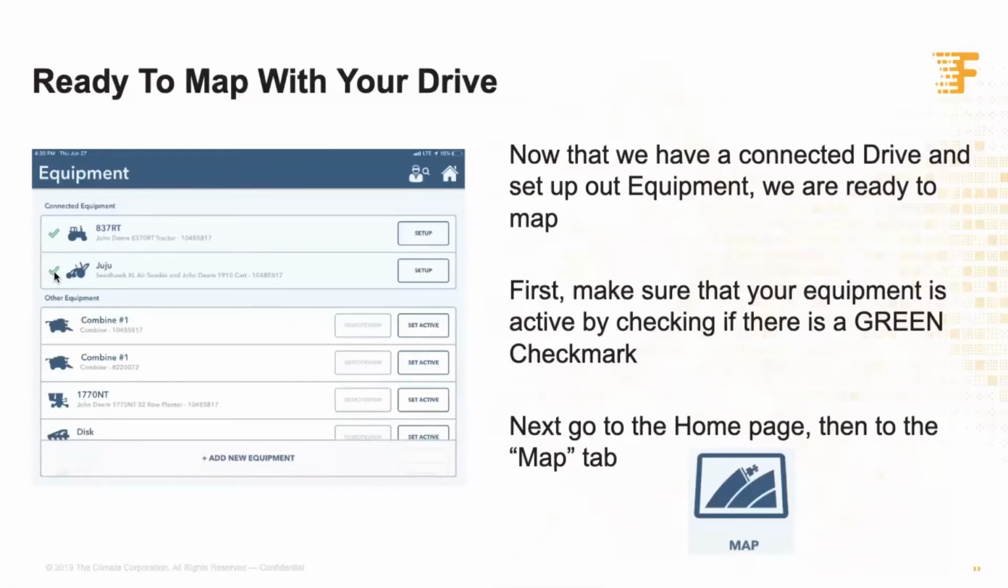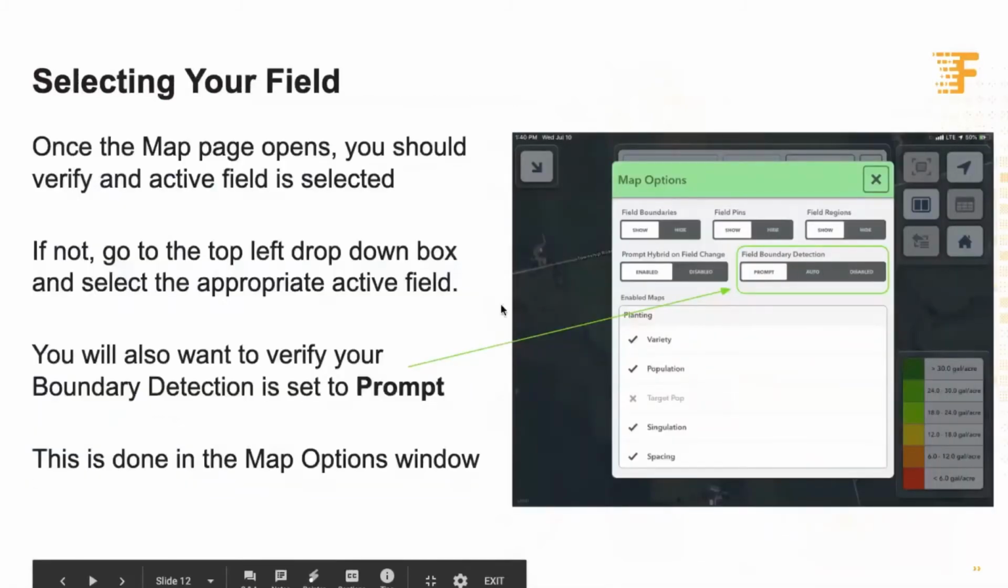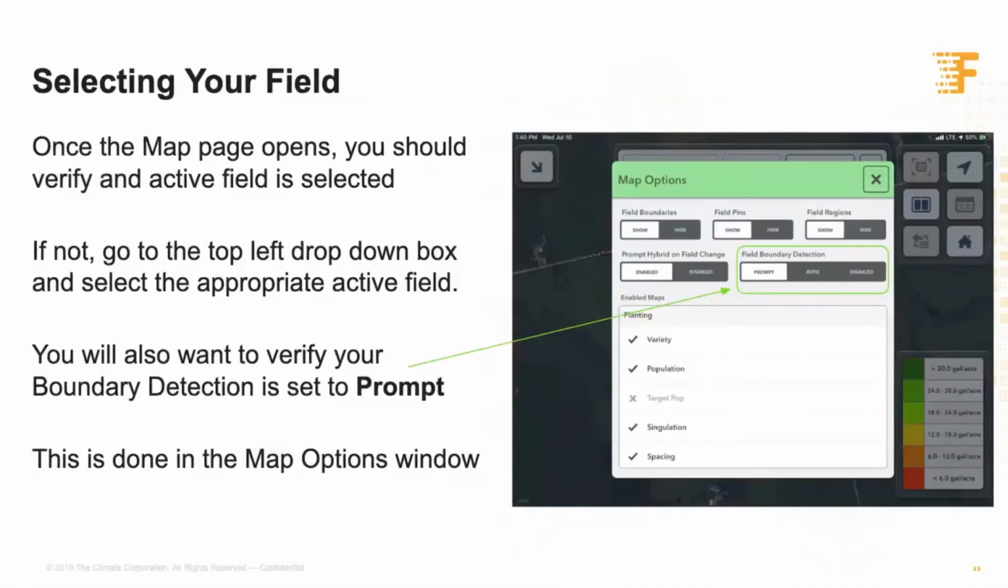If it doesn't have a green check mark, and you want to set it as active, as you can see down here on that picture, you'll have all the machines you've built. You can just touch that set active, and that should then move it to the top with a green check mark. And once you have all your equipment with the green check mark, you're ready to go back to the home page, and then we'll go to the map screen, that map icon there. The map page is where we're actually going to map. We're in the field, we're getting ready to start going, and we want to start mapping, right? This is where you'll do that.